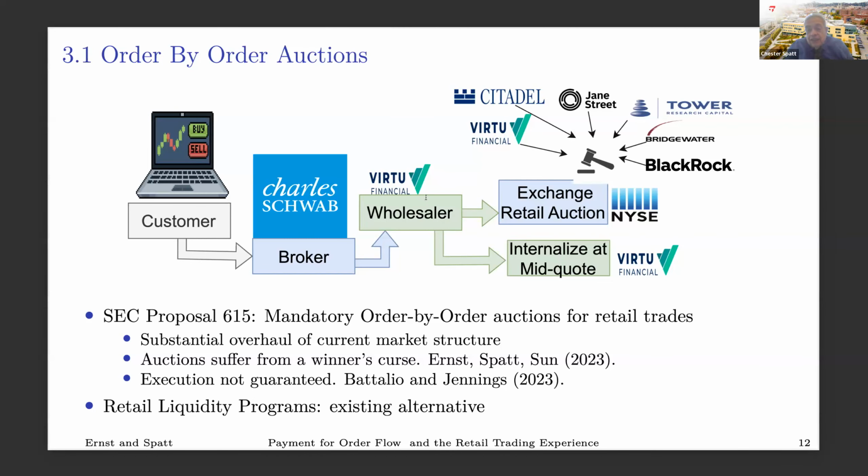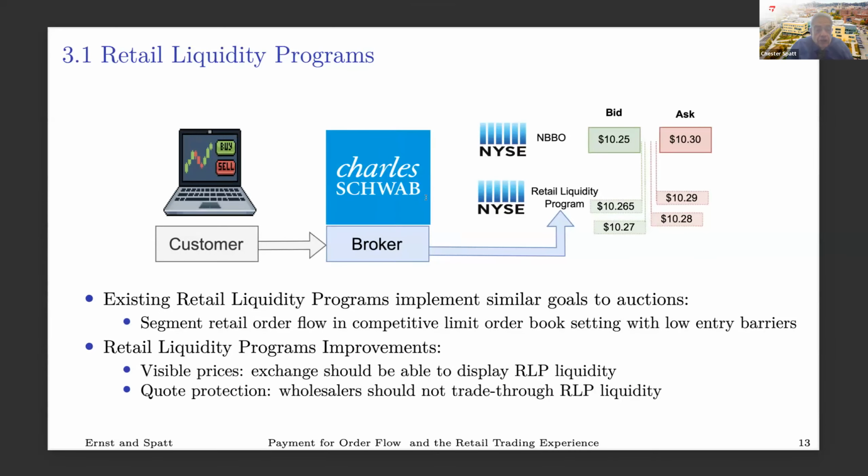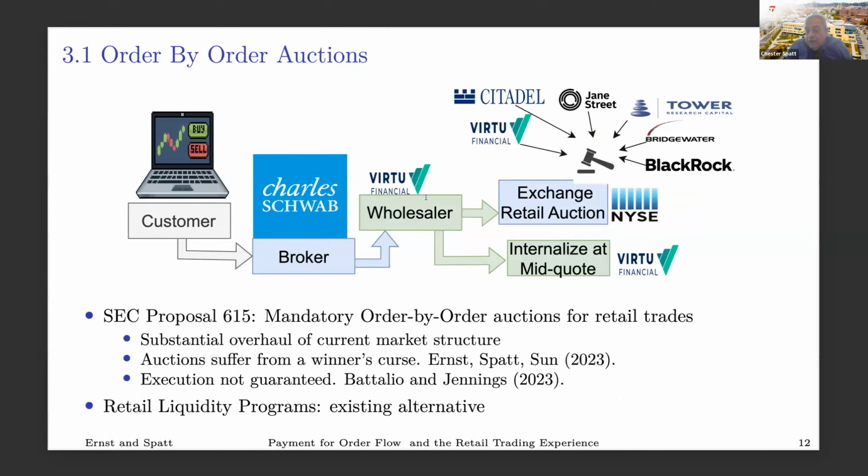I think the SEC's thinking is that ex post competition, because it occurs later, is better. Our model suggests that in fact ex ante competition is potentially better. And also the SEC's proposal would not guarantee that the auctions would be successful. And in fact, empirical results by Battaglio and Jennings suggest that the auctions might fail.